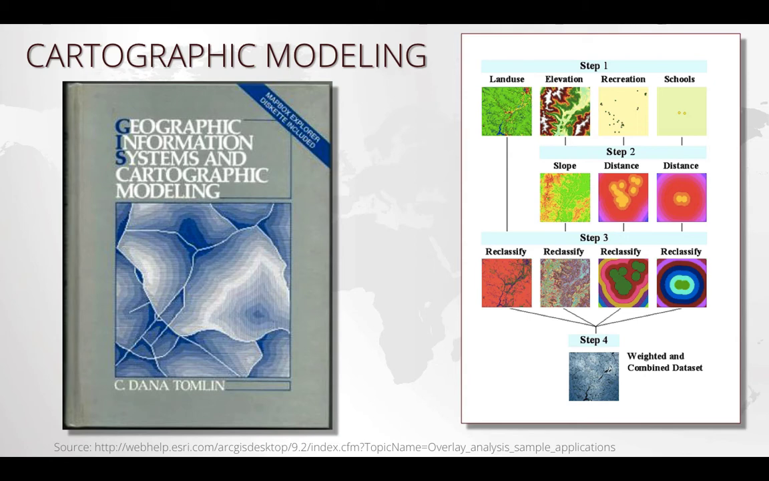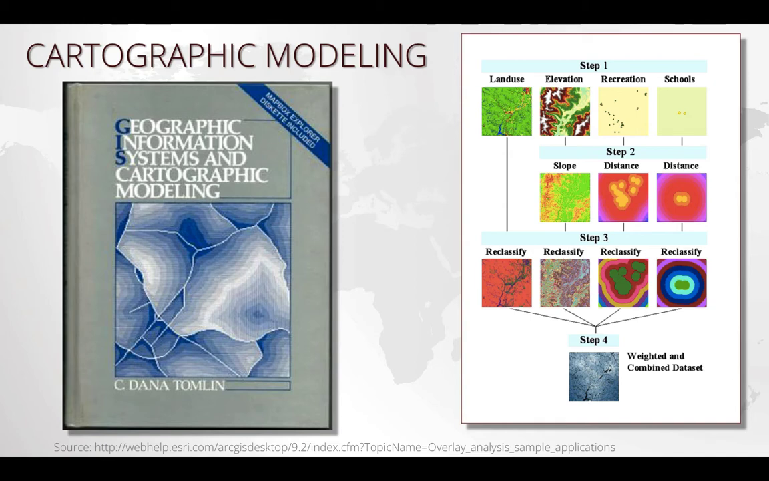An individual we'll talk about in a minute, C. Dana Tomlin, was the individual who's credited with taking the concepts of map overlay created by Ian McHarg, remember that from earlier lectures, and bringing them into a GIS framework called cartographic modeling. The figure on the right describes this whole idea. And again, you've already created a cartographic model in one of your lab exercises.